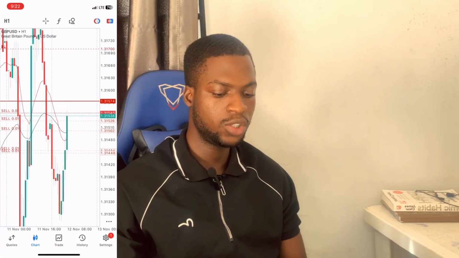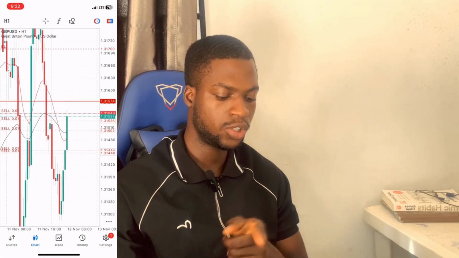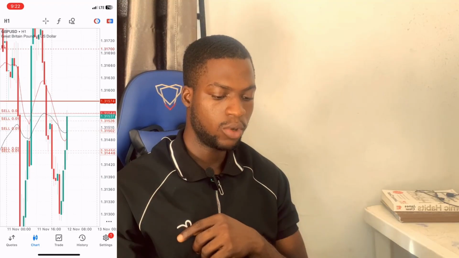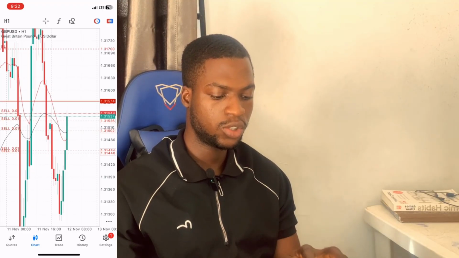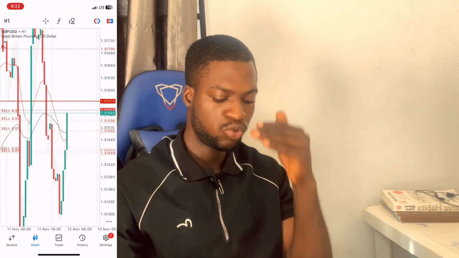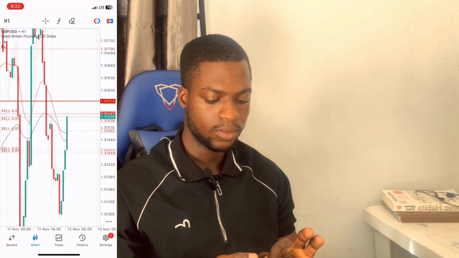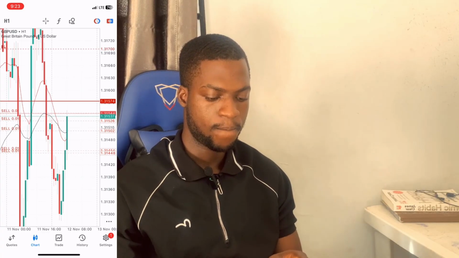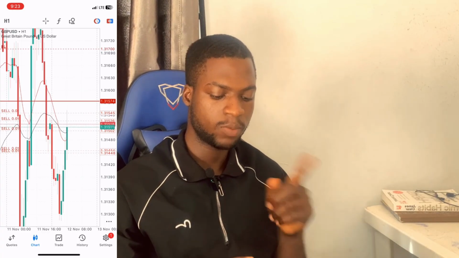And currently with this trade, I'm only risking $10 on this trade. My stop loss on this trade is 25 pips. Some of my stop losses on this trade are 20 pips. Let me see how this trade is going to play out.